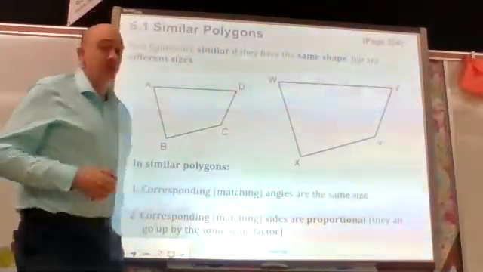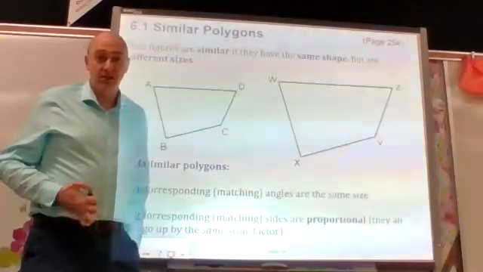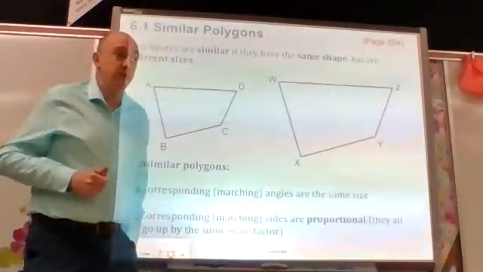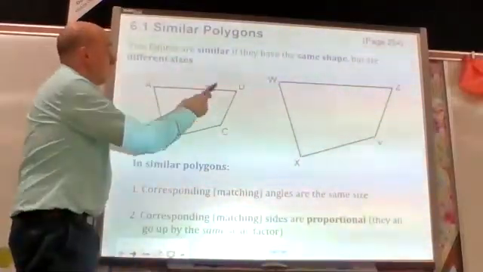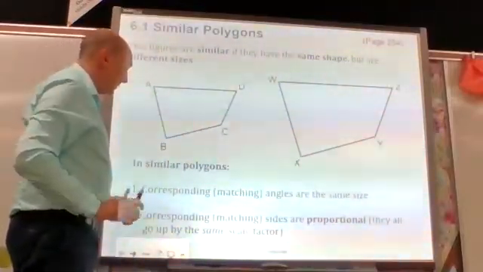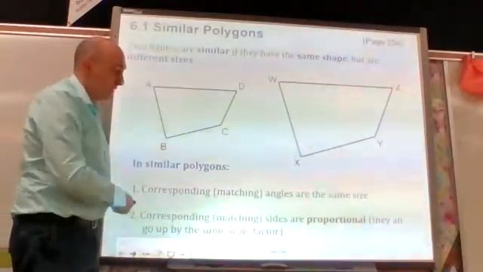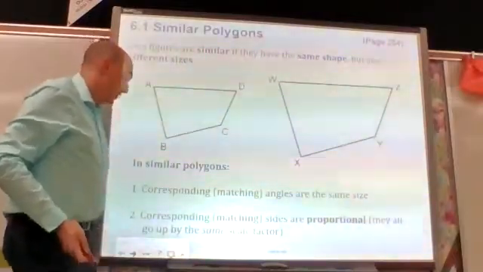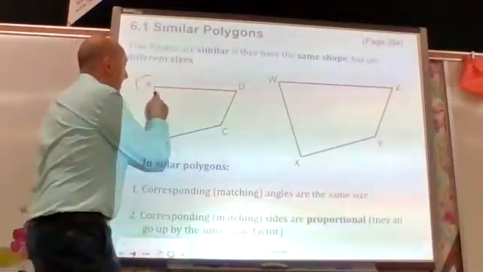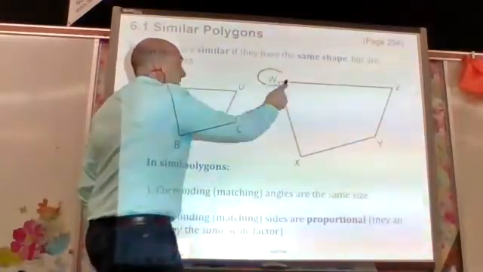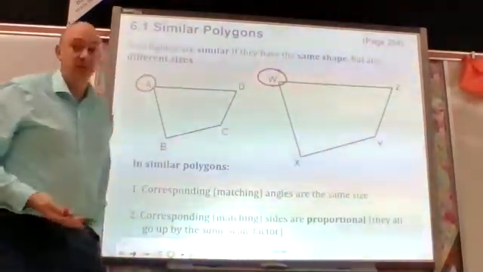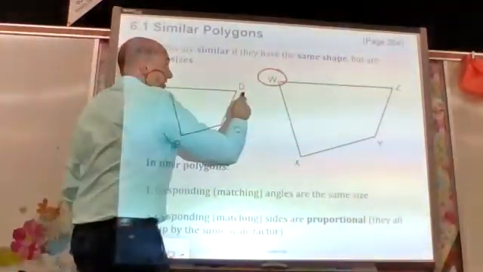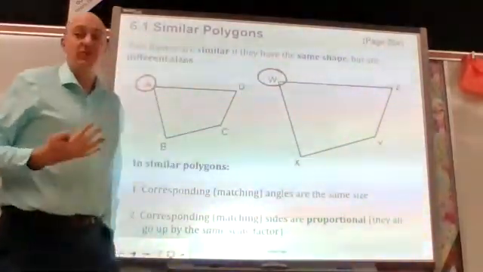A couple of things will tell you if polygons are similar, and these both have to be true for similarity to be present. They have the same shape, different sizes. In similar polygons, corresponding angles are the same size. So any matching angles. For example, we've got angle A and angle W. They're going to have to be the same size for this to be similar. Similarly, B and X, C and Y, D and Z all have to be equal.